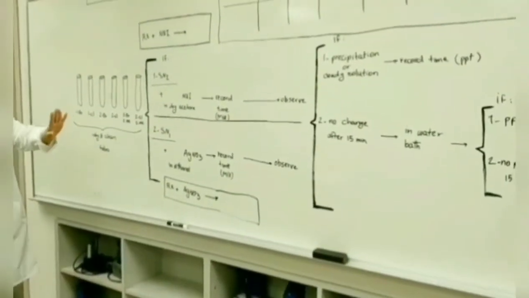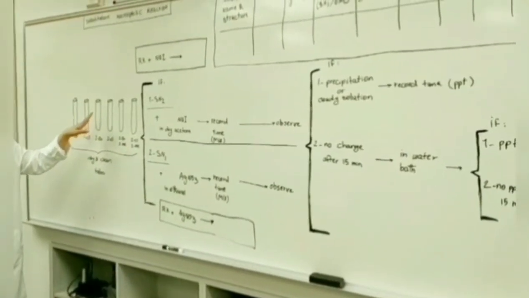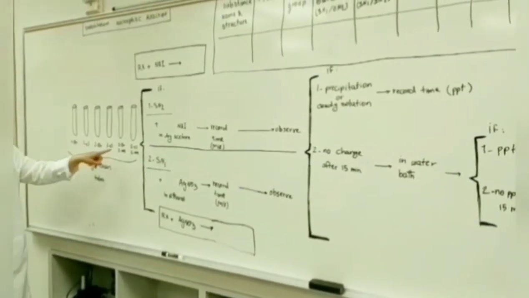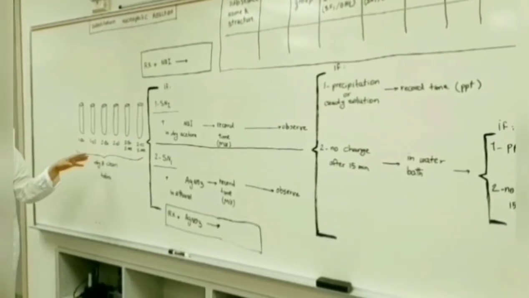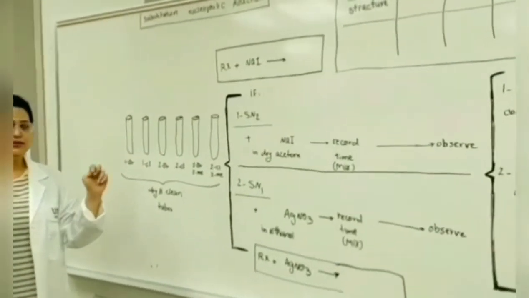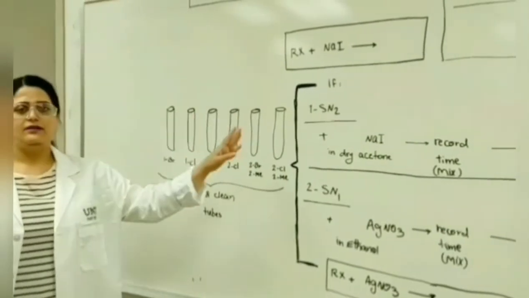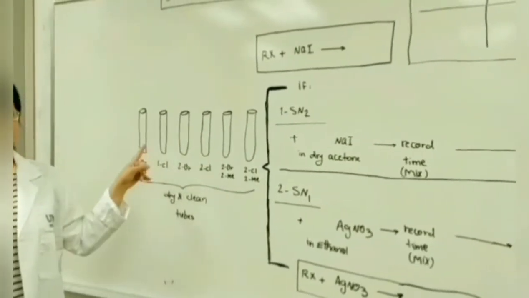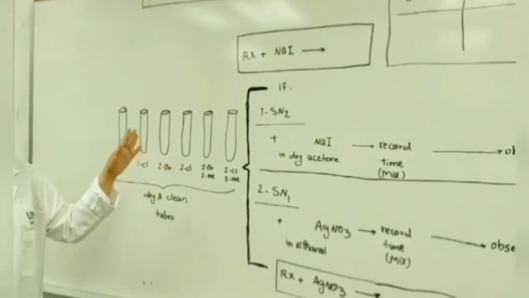For each reaction, we need 6 test tubes. In each test tube, we need to pour our alkyl halide as a substrate. We have different kinds of alkyl halides. 2 are primary, 2 secondary, and 2 tertiary. And in each group, there are 2 different leaving groups.